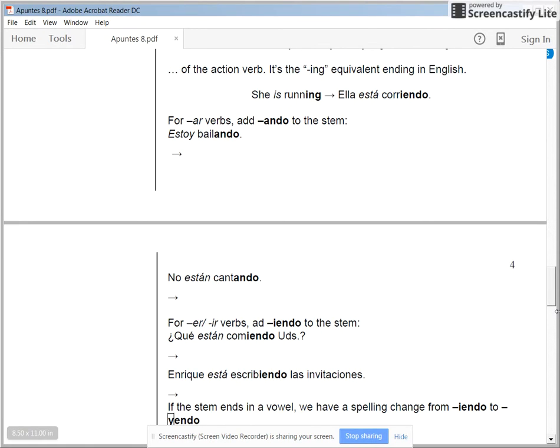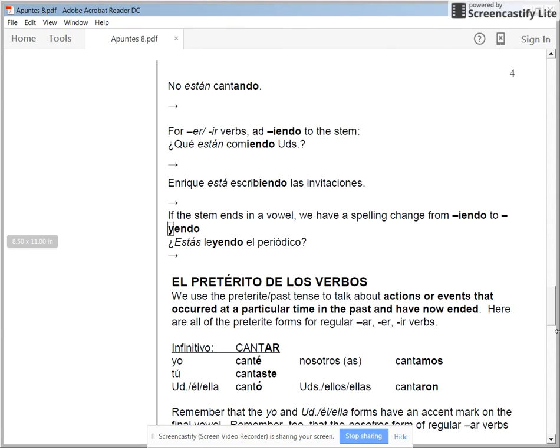On to página 4. The next sample. No están cantando. This translates to they are not singing. Remembering that cantar means to sing. Están is the ellos form. It can also be ustedes. That would be you all don't sing, or aren't singing, I should say. Remember, when the no comes before the conjugated verb, it's negating the sentence. So that's why they aren't singing.